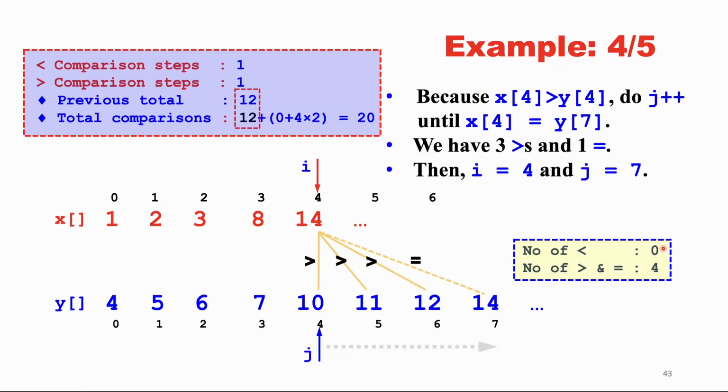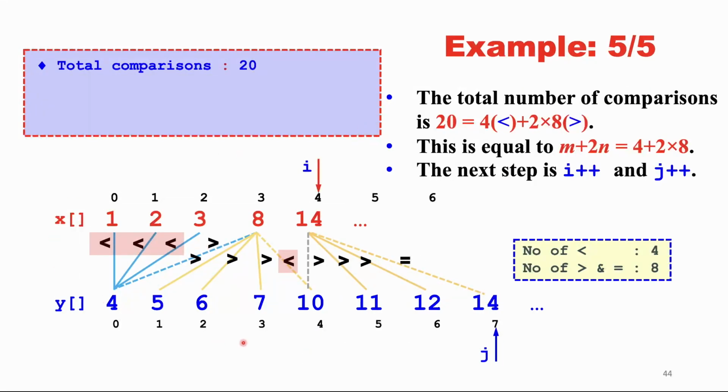So here we have no less than, we have 4 greater than. So we copy the previous total number of comparisons, 12. We use no less than and 4 greater than multiplied by 2. In total, we have 20 comparisons.